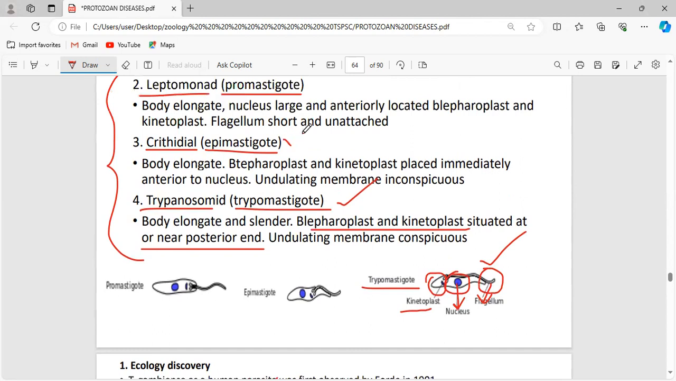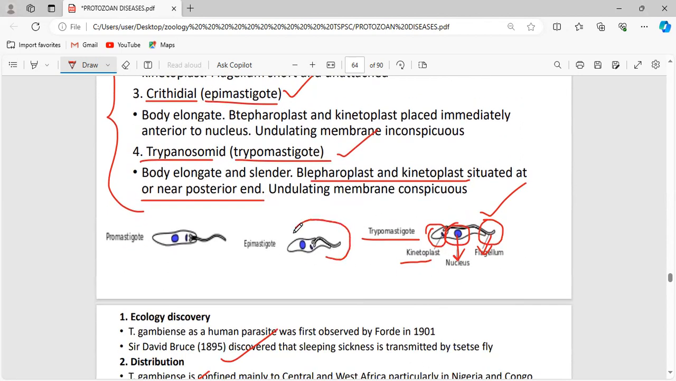In the epimastigote, this is called the critidial form. Okay, here the flagella will be present, and see the presence of the nucleus. It is at the posterior end. But the blepharoblast and the kinetoplast will be located near the anterior end. Just the location or the position is different, but all other structures will be present.